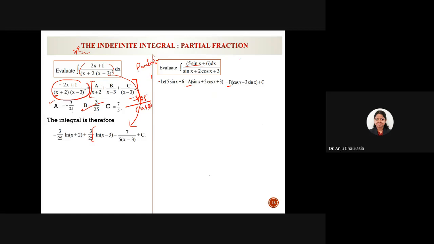the differentiation of this numerator denominator. So the differentiation of sin x is cos x, the differentiation of cos x is minus sin x, but 2 was there, so minus 2 sin x. And for this you have to take the constant, since the derivative of the constant 3 is 0. This is a partial fraction method.